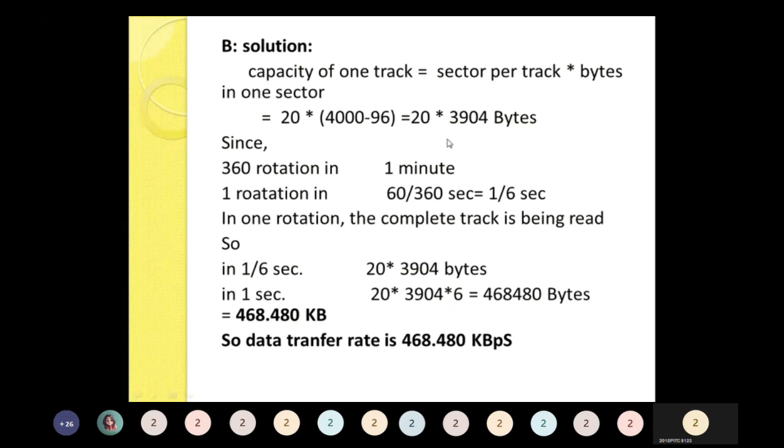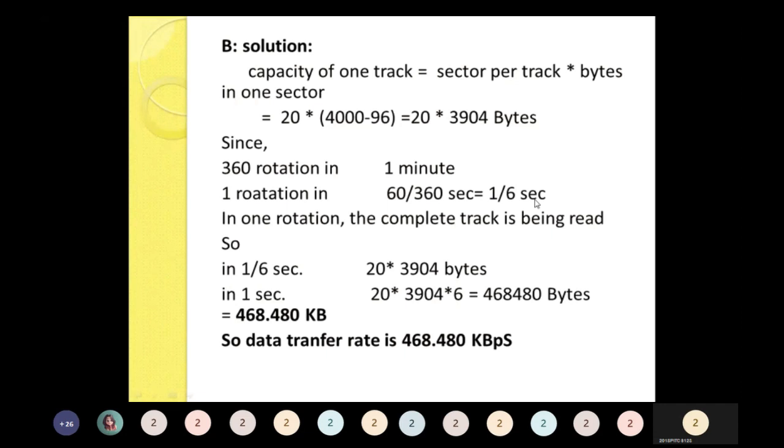Now, each rotation: how many rotations are there in 1 minute? 360 rotations in 1 minute. So 60 divided by 360, I'm getting 1/6. Then in one rotation, the complete track is read in 1/6 second, which is 20 into 3904 bytes.